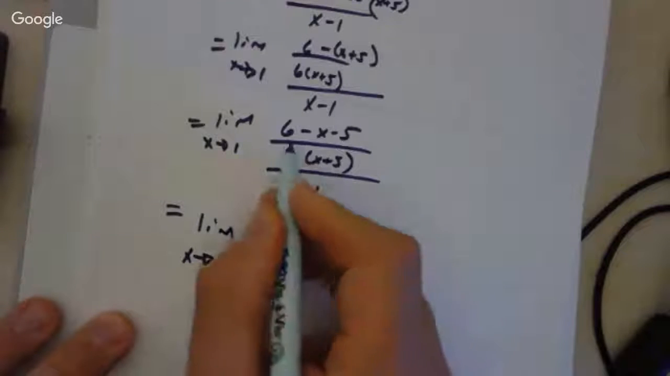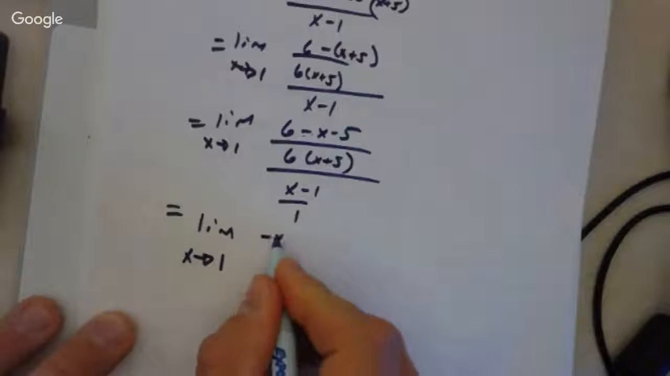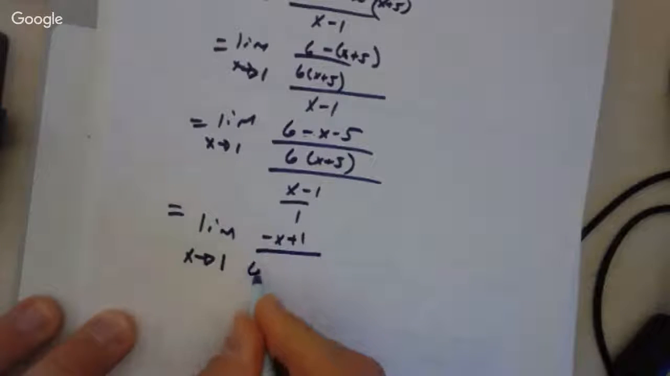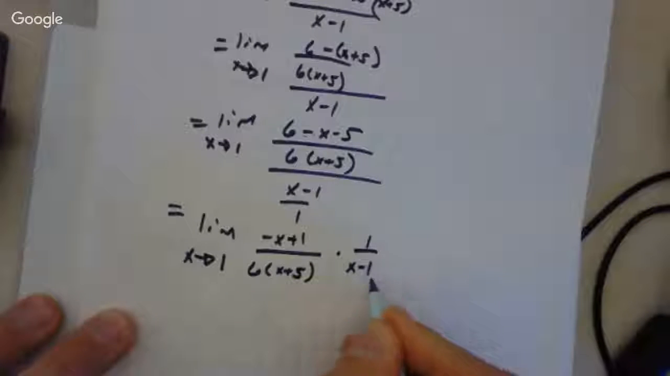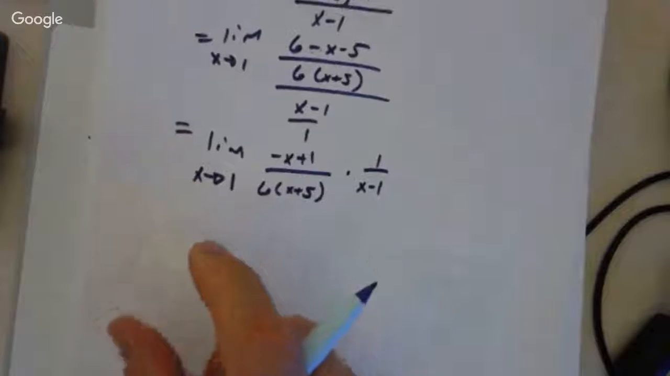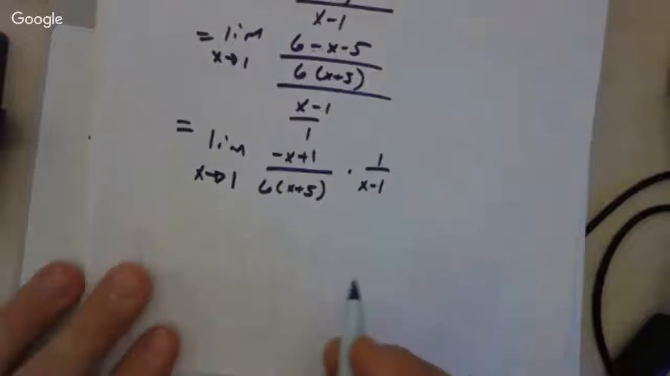So let's copy that reciprocal. Let's combine some like terms. I got negative x. I got 6 minus 5. That gives me negative x plus 1, over 6 times x plus 5, multiplied by the reciprocal. Now, again, I ask this key question. Why can't I just plug in 1? It would make a denominator 0, which would make it undefined. And I know it's not undefined, so I need to find something out.